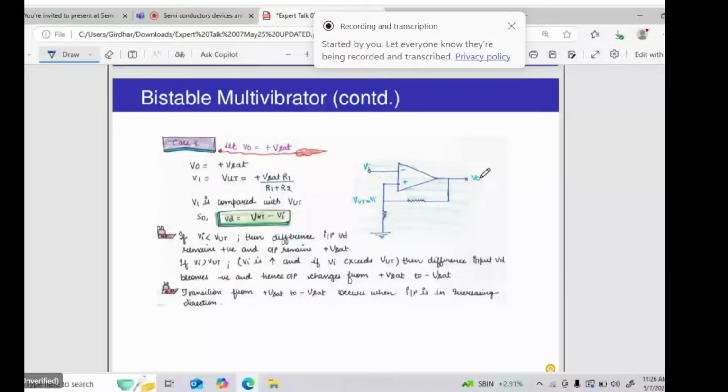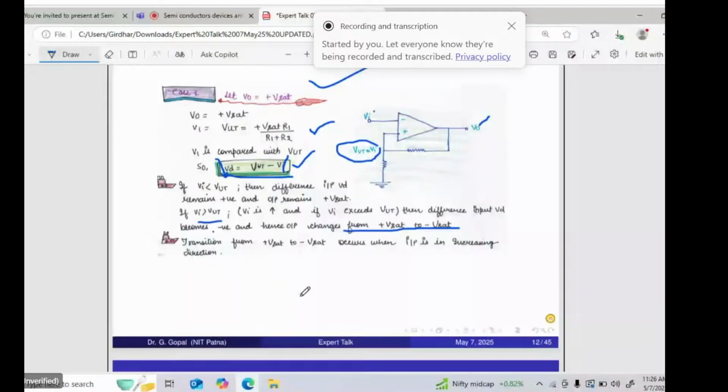Now suppose this is Vi and this is the upper trigger voltage. If Vi is greater than the upper trigger voltage, it means positive is greater than negative. But Vd is Vut minus Vi, right? If Vi is greater, Vd will be smaller, the difference will be negative. So the output changes from plus V sat to minus V sat. Now you can understand this graphically, comparing this Vi with the upper trigger voltage, right?